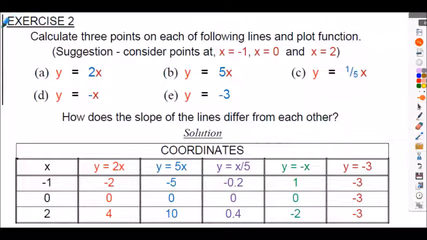Exercise 2, here is the solution. For each of the x values given, that was negative 1, 0 and positive 2, we're asked to work out the y coordinates for the various graphs, and they're calculated for us in the table. I suggest you start the presentation and just check your values against the coordinates shown in the table.